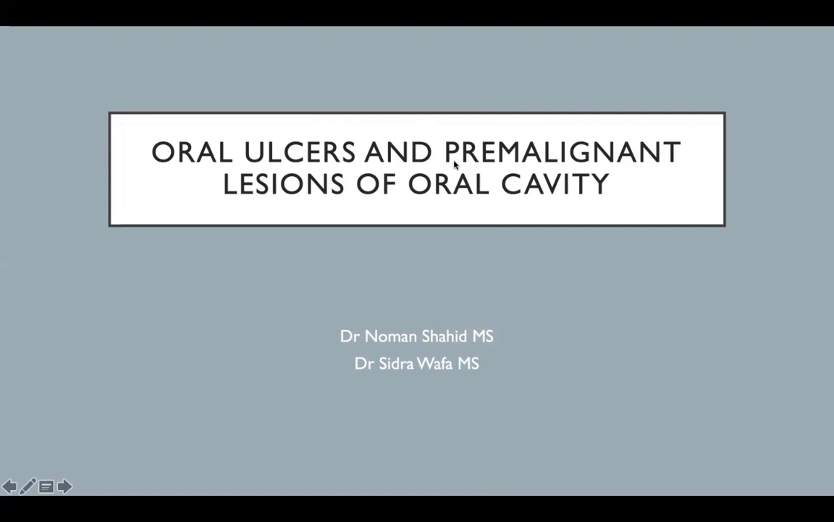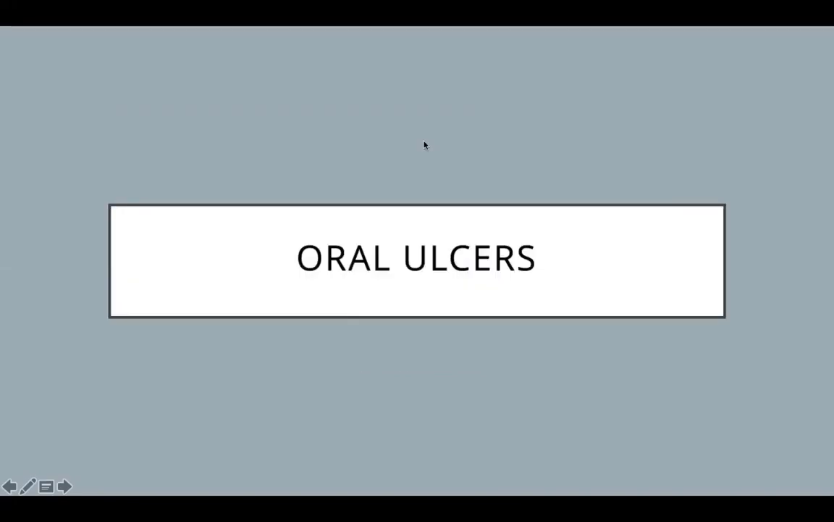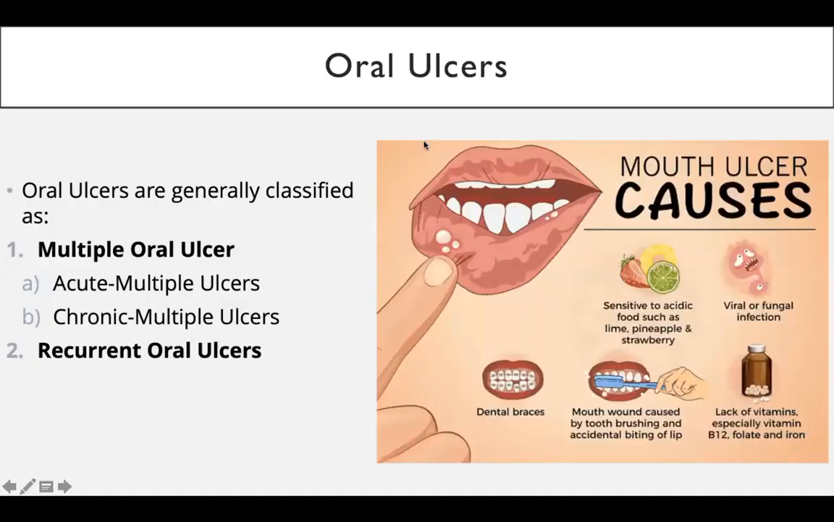So ulcers and lesions are closely related. That's why I gathered them in a single presentation. So oral ulcers, as we already know from the previous lecture yesterday, there are two types of oral ulcers. There were multiple oral ulcers and recurrent oral ulcers. So oral ulcers are generally classified as multiple oral ulcers and recurrent oral ulcers. And then among the multiple, we have acute presentation and chronic presentation of the ulcers.